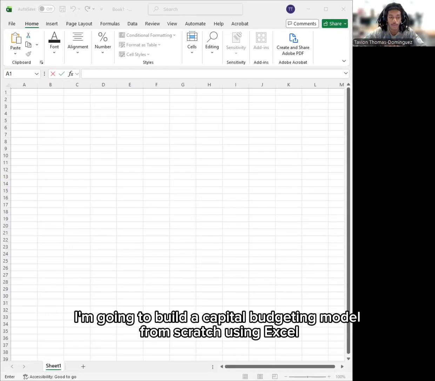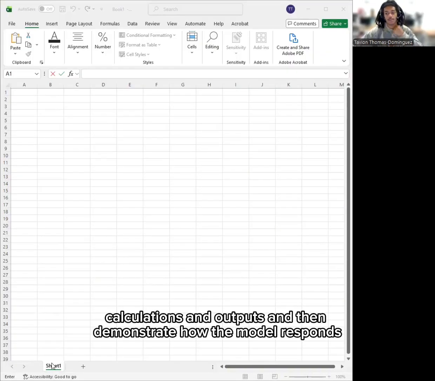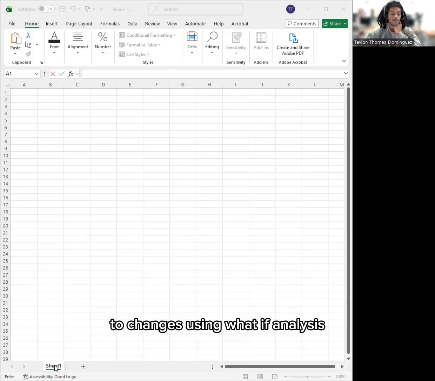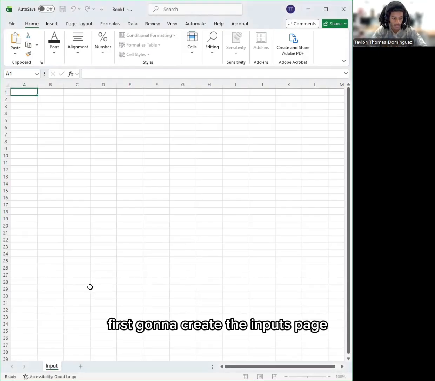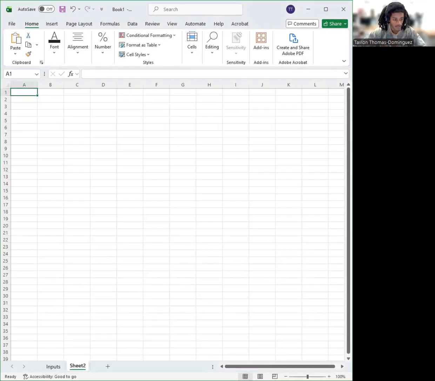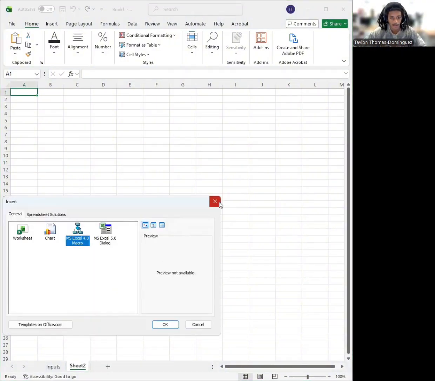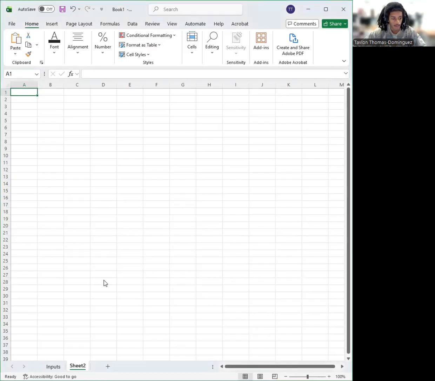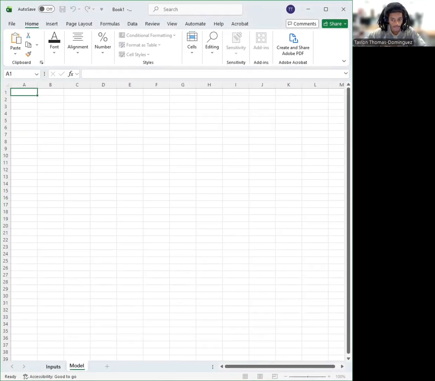I'm going to build a capital budgeting model from scratch using Excel. I'll separate inputs, calculations, and outputs, and then demonstrate how the model responds to changes using what-if analysis. First, I'm going to create the inputs page. After that, I'm going to create a model, and I separate inputs from calculations so the model is clean and easy to update.